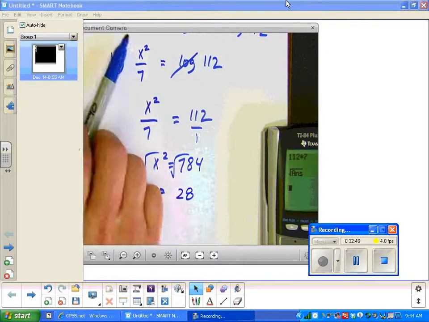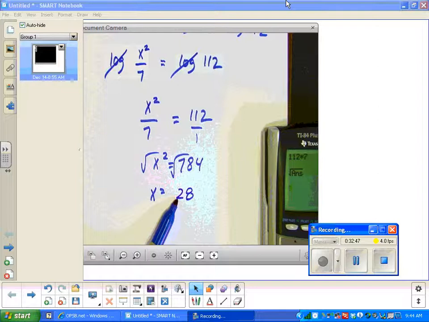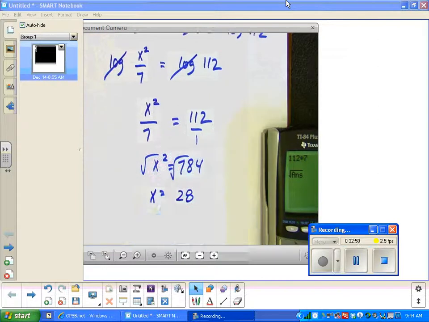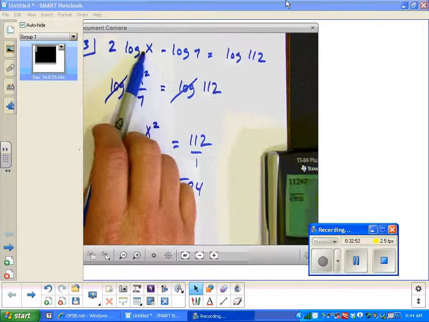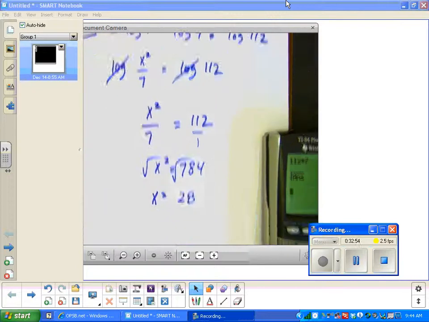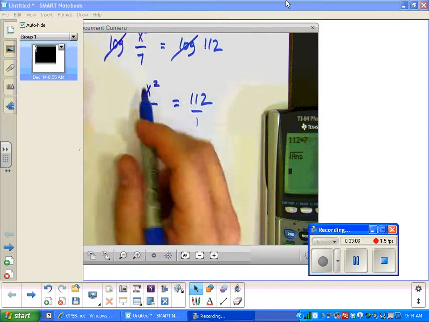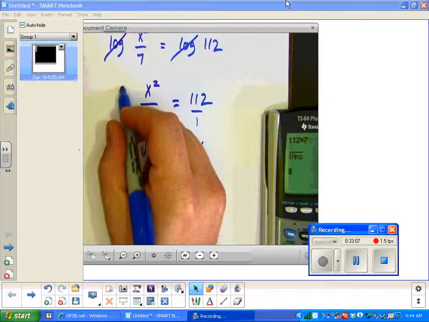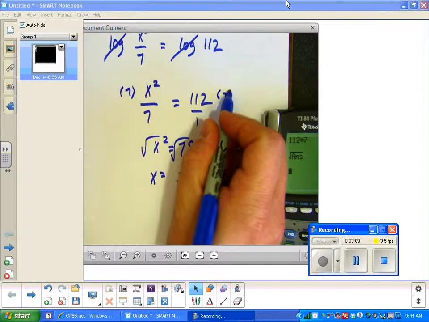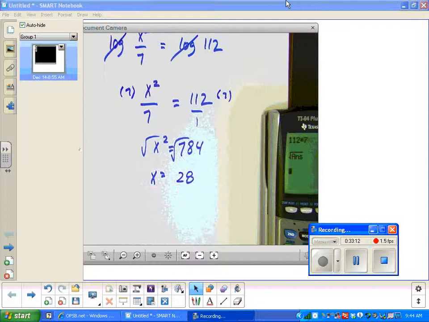I'm not going to put plus or minus 28 because it can't be negative 28, because I'd be taking the log of something negative. So it would only be 28. Right, instead of cross multiplying, y'all see what she's saying? You could just multiply by 7 on both sides. Okay. All right, let's do one more.